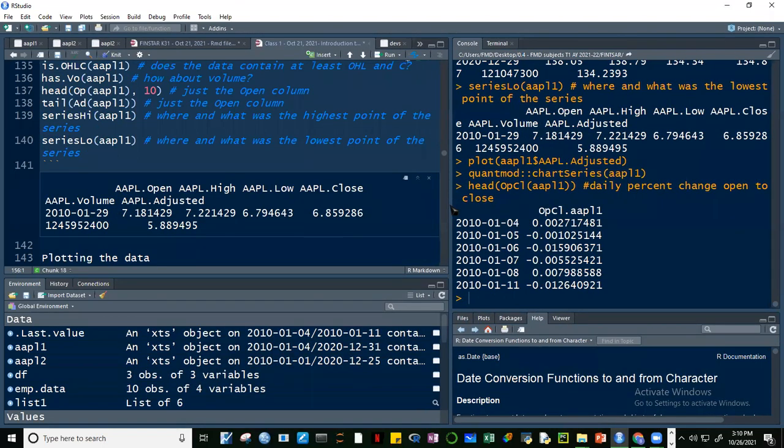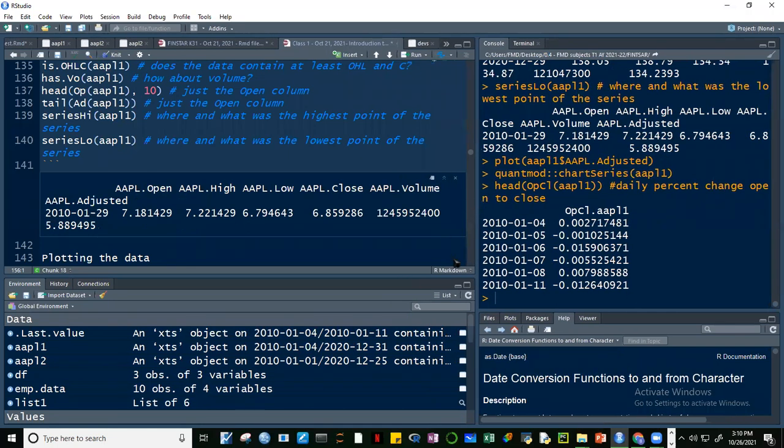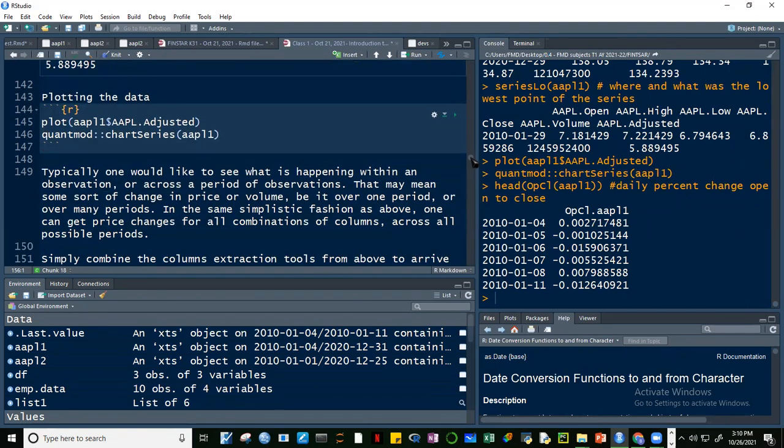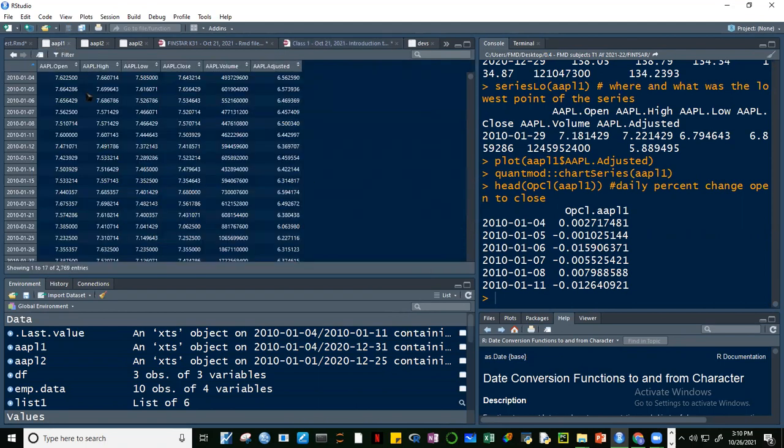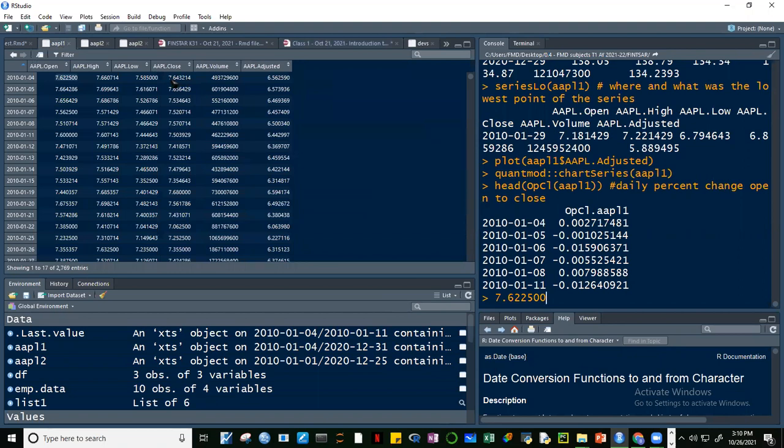Where is that? Okay, this one, 0.0027. Okay, let's remember that. I don't think I can copy this. I can Control C, Control V. And then this one, the close, let me copy this. Control C.